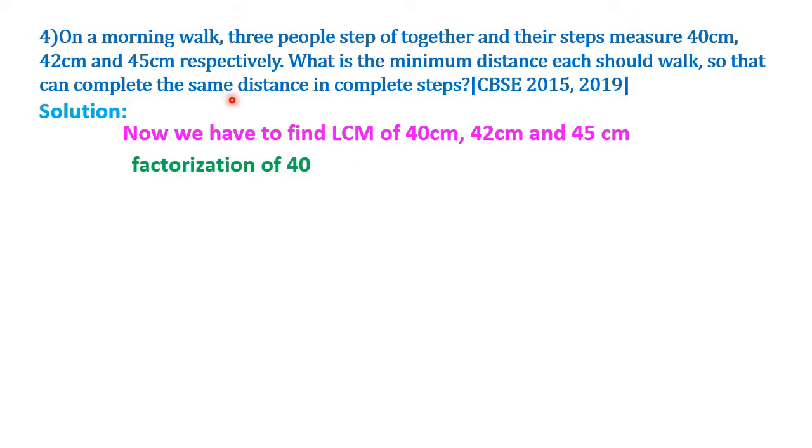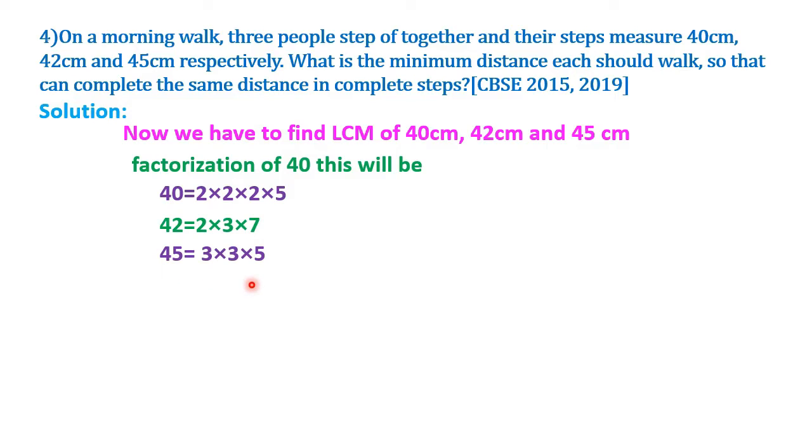Factorization of 40 will be 40 is equal to 2 into 2 into 2 into 5. 42 is equal to 2 into 3 into 7. 45 is equal to 3 into 3 into 5. We did prime factorization. Now we should find the LCM. First we should write prime factors. Then we should write their highest powers.